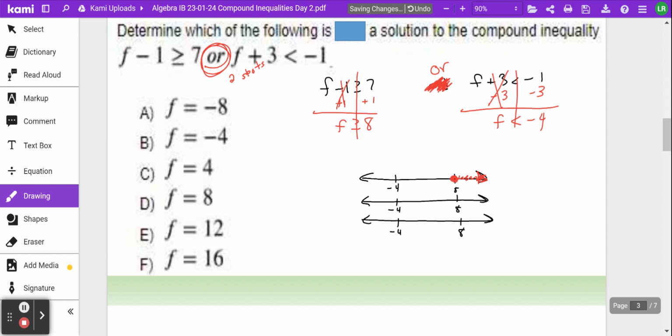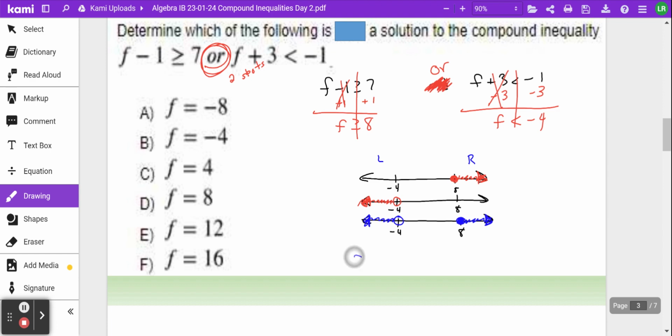For the second one, f is less than negative 4. That's an open dot on negative 4, and that one goes to the left. And our final shading should be anywhere there's shading. So at least 2 spots, it should be the left side and the right side. So just make sure our dots are the same. Closed dot.